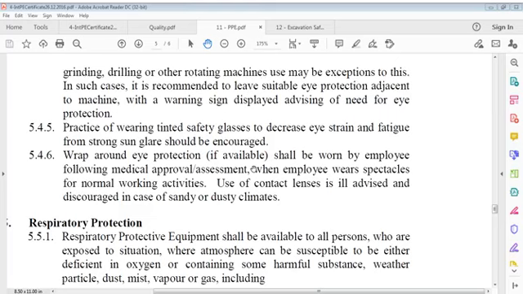In such cases, it is recommended to leave suitable eye protection adjacent to the machine with a warning sign displayed advising of the need for eye protection. The practice of wearing tinted safety glass to decrease eye strain and fatigue from strong sun glare should be encouraged.